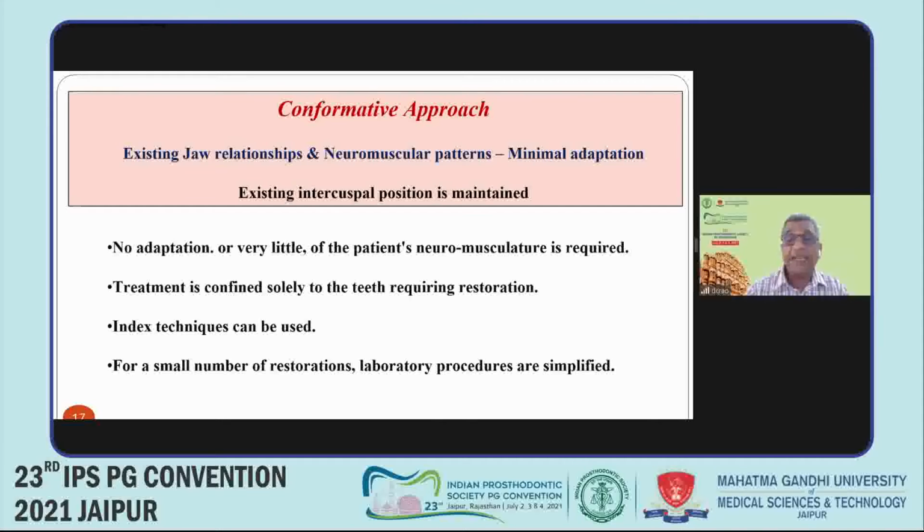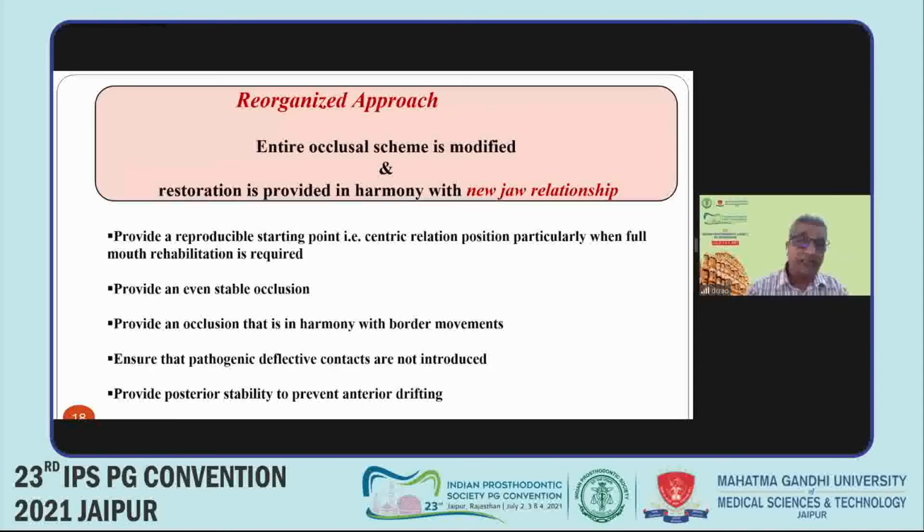Then the next one is when you see a muscle disorder or a TMJ disorder, or situations where you feel there is a lot of slide between the intercuspal position and centric relation or retruded contact position, as you have learnt already. If you want a stable position and want to reorganize everything, then this is what is called a reorganized approach, where you are looking to provide the restorations in harmony with the new jaw relations. That is where your crux is, and that is where the difficulty exists.